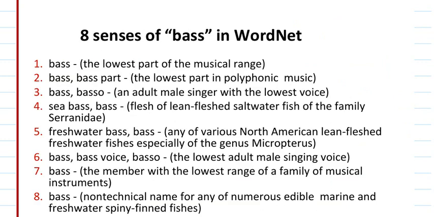So here you can see the BASS has 8 senses that are present in the WordNet, right? And the things that are given in brackets are the glosses. Glosses are some kind of explanation of that sense. So the first one is the lower part of a musical range. The second one is the lower part of a polyphonic music. The third one is the adult male singer with the lowest voice, and the fourth one is a fish, right? So we have these different meanings or different senses of the same word, that is BASS.